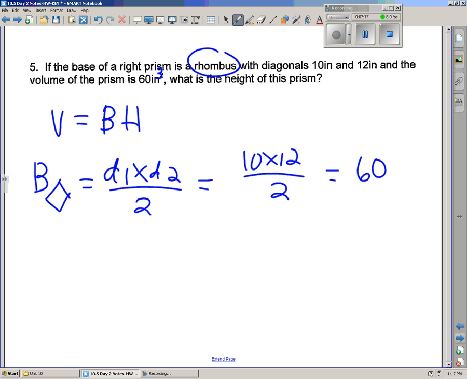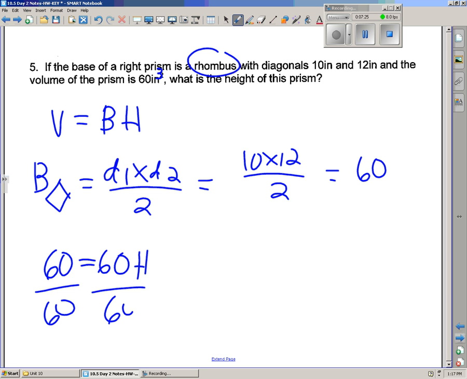So we know that the volume is 60. The area of the base is 60. What's the height of the solid? Well, that's kind of easy. The height of the solid happens to be 1 inch.